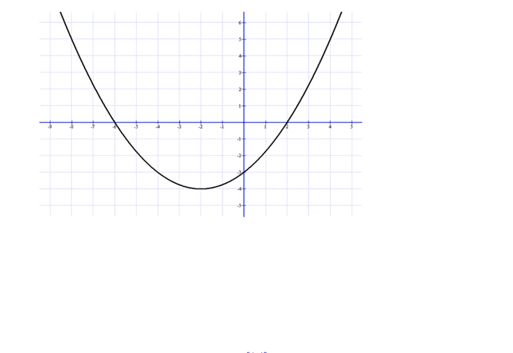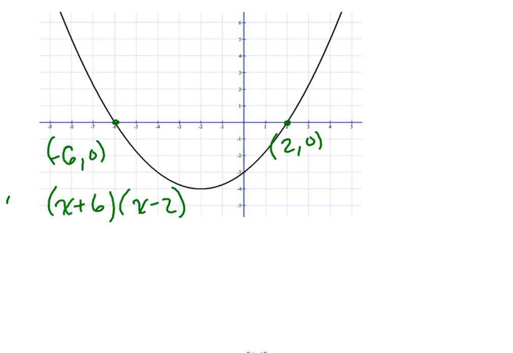All right, now we're going to find the equation of this parabola. Given the graph, we're going to use the zeros, the x-intercepts, the roots. This is (-6, 0), and this is (2, 0). And we'll write x plus 6, the opposite of that, -6, times x minus 2, to start us off with this equation.